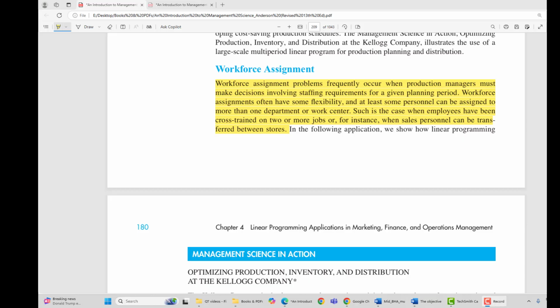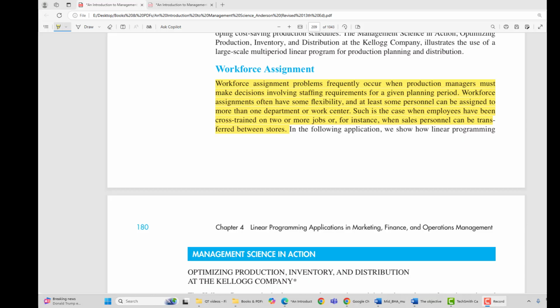Workforce assignments often have some flexibility, and at least some personnel can be assigned to more than one department or work center. Such is the case when employees have been cross trained on two or more jobs. For instance, a salesperson can also be transferred between the stores. So first we need to give them cross training, meaning training in more than one department, and slowly involve them in that work whenever the need arises.